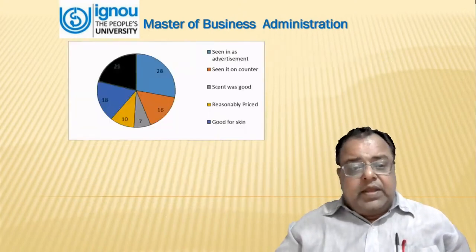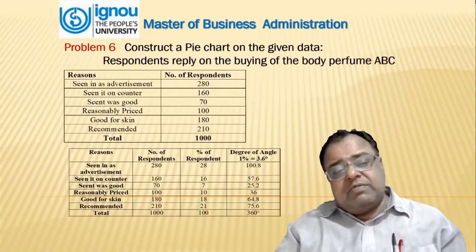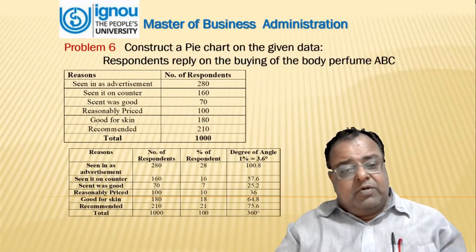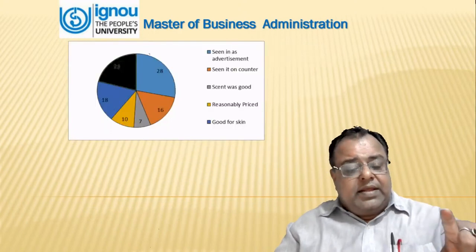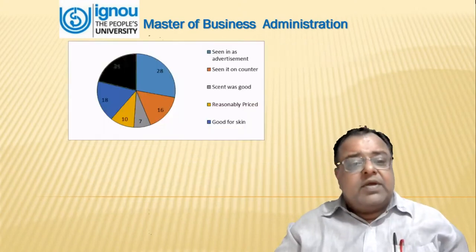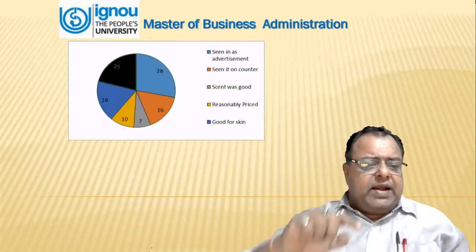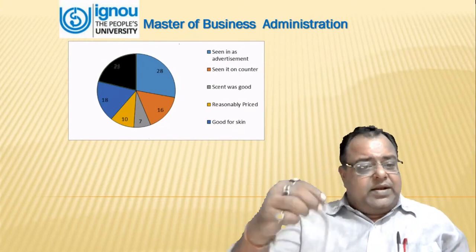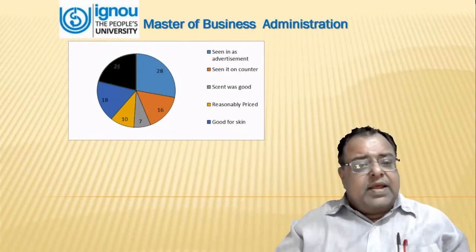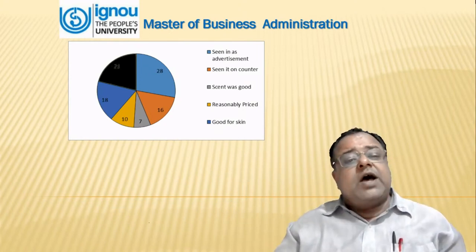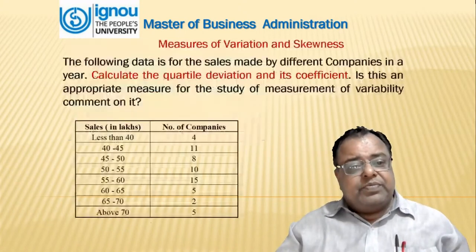How to draw it? We have 6 observations, so we will use 6 different colors to denote them. The degrees are given to us in the last column. We start from any position, and with the help of your protractor, you can draw all the angles and color them accordingly to depict the relation. So this is how a pie chart is formed.